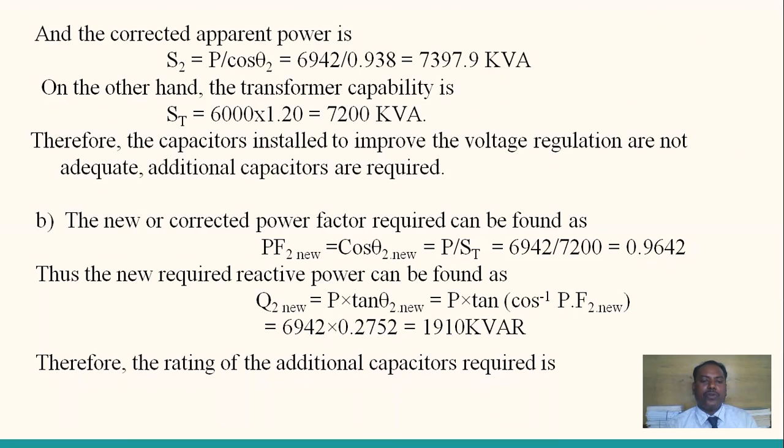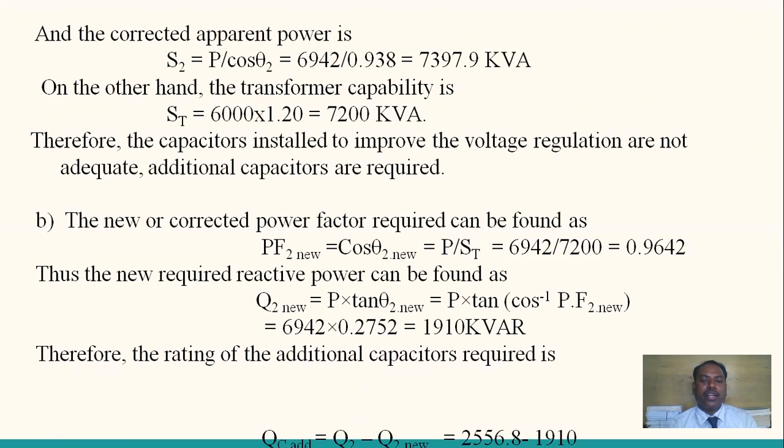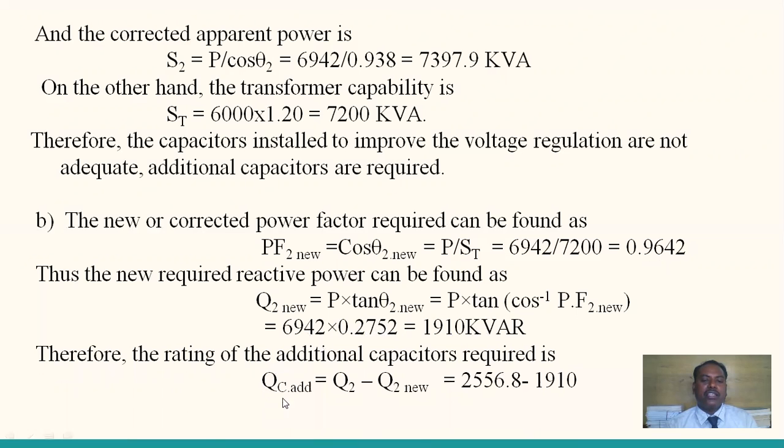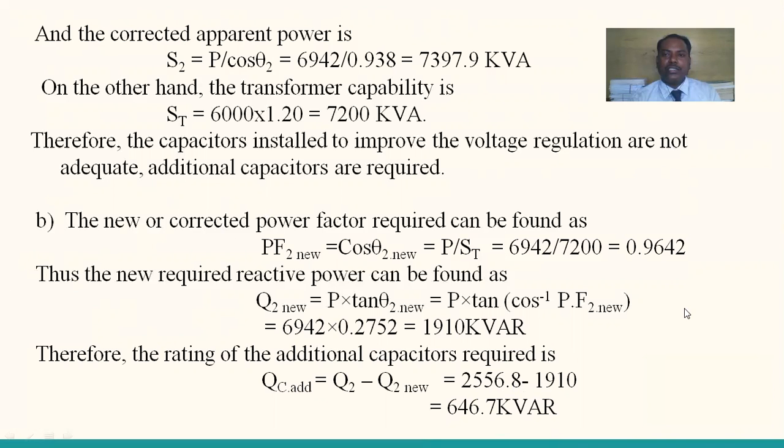Therefore the rating of the additional capacitors required is QC additional, which is equal to Q2 minus Q2 new, which is equal to 2556.8 minus 1910, which is equal to 646.7 kVAR. This is the additional kVAR required to enhance the power factor to 0.9642. So this is the last problem, students.